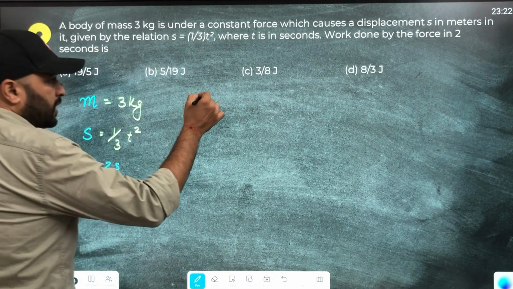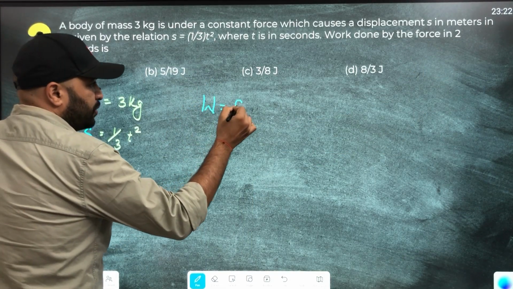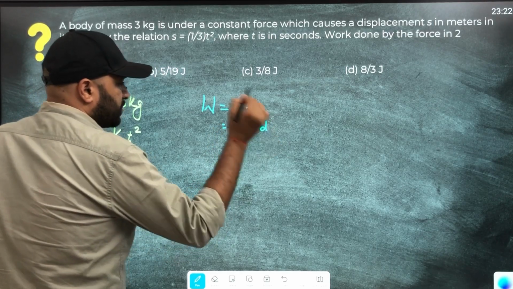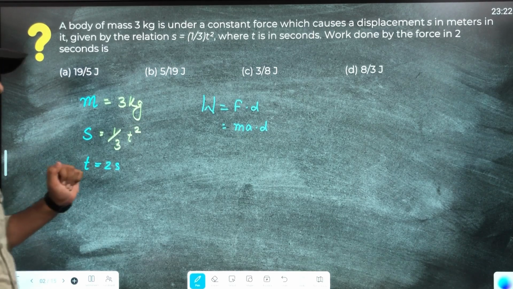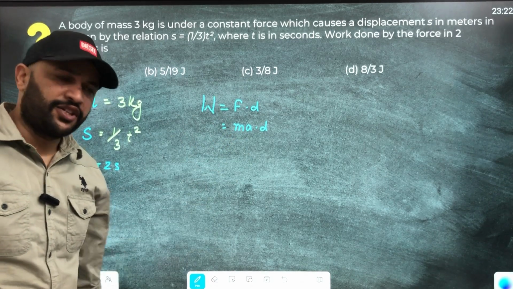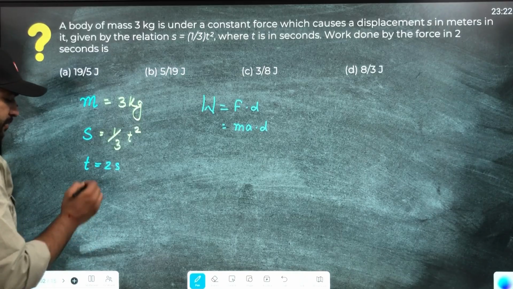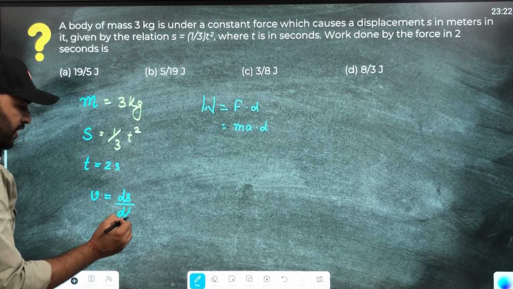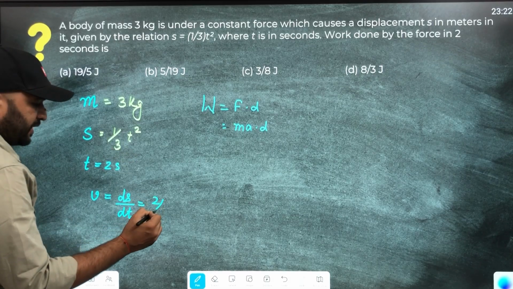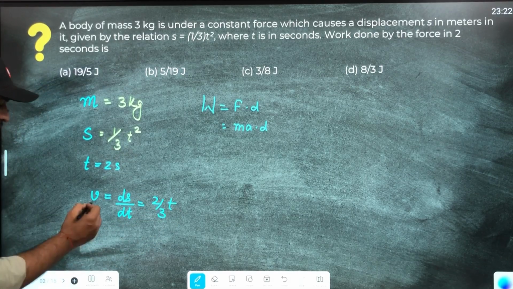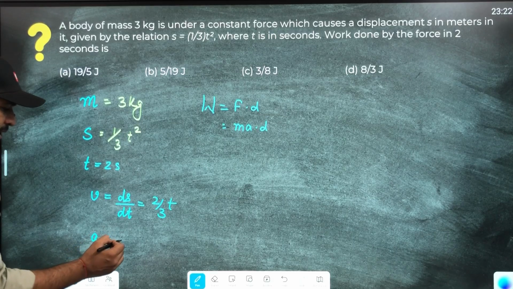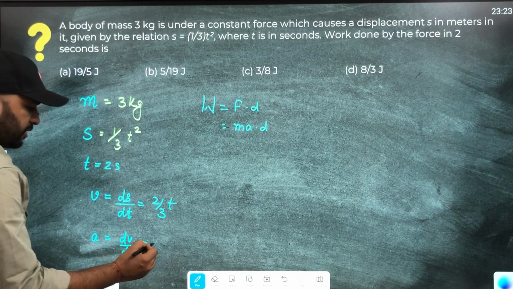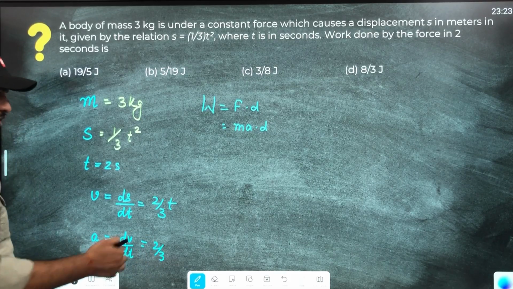So we know that work done is nothing but force into displacement, and force is nothing but mass times acceleration, into displacement, right? So first of all, what we will do here is we will figure out our acceleration. So let's differentiate the displacement function. Velocity will be equal to ds by dt. On differentiating it, you will get 2 by 3 t, correct? This is our velocity. And what about acceleration? Acceleration will be the second derivative of displacement, dv by dt, which equals 2 by 3. So acceleration is 2 by 3.